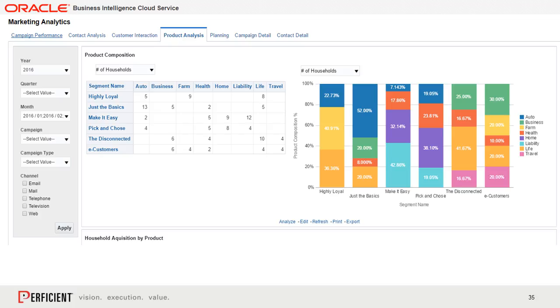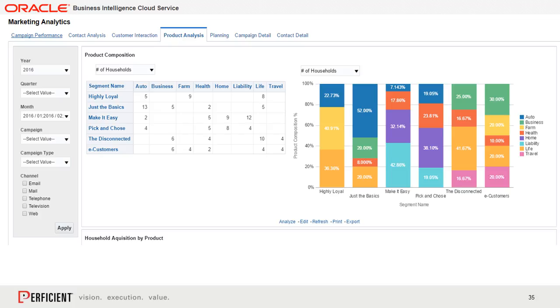Here is where we go to understand things around product popularity and growth by customer segment. This gives us insight into what is the next best product to promote to a certain group of people, which products are resulting in better customer retention. The product composition, from here we see which products are better able to penetrate different segments of the customers. Here we have it by household. So by looking at just the basics segment, for example, we see a product composition showing that most of those have auto insurance at 52% within that group.